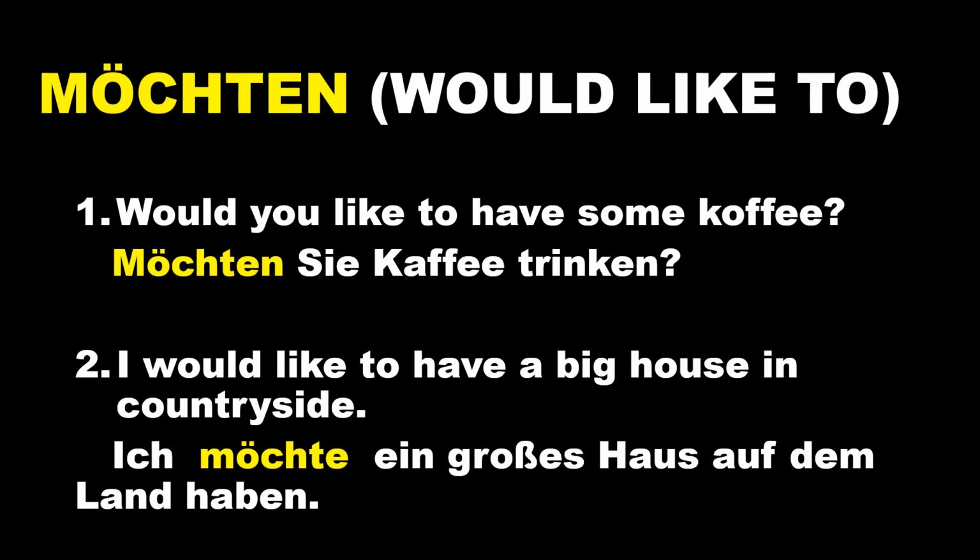Now, the verb haben, we can write this simple sentence without having haben as well, but it is understood. But here, for your understanding, we have to write it. I would like to have a big house in country house. Ich möchte ein großes Haus auf dem Land haben. Haben again, the main verb in infinitive form, möchte. We have conjugated it, this modal verb, according to the pronoun ich, subject.